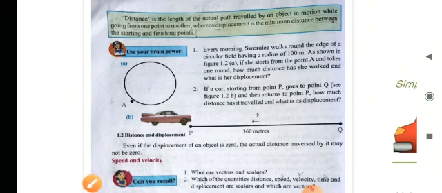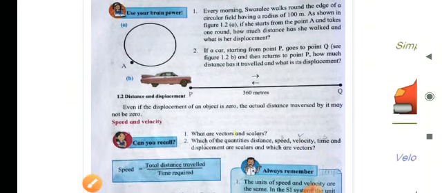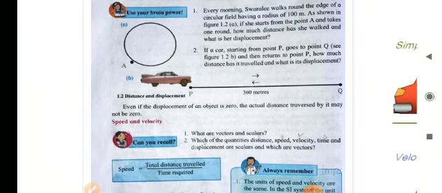Now let us go to use your brain power. Every morning, Swarali walks round the edge of a circular field having a radius of 100 meters as shown in figure 1.2a. If she starts from point A and takes one round, how much distance has she walked and what is her displacement? Her displacement will be 0 as it is the shortest distance. She is coming back to her original place, so displacement is 0.